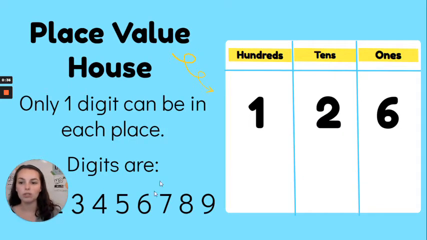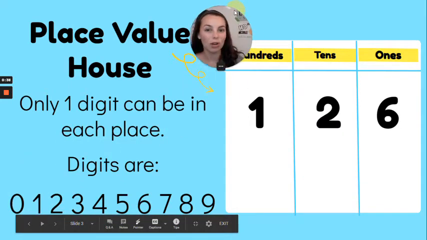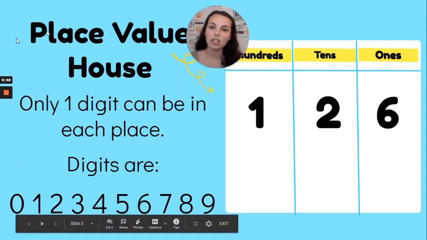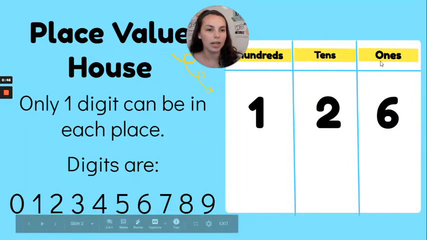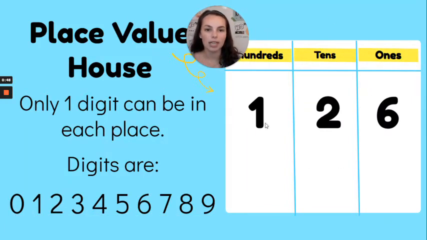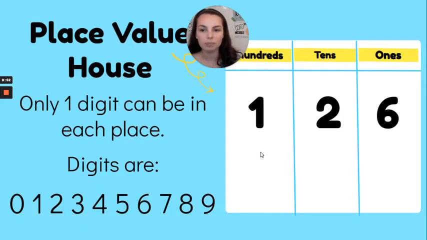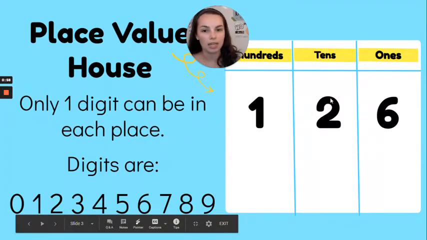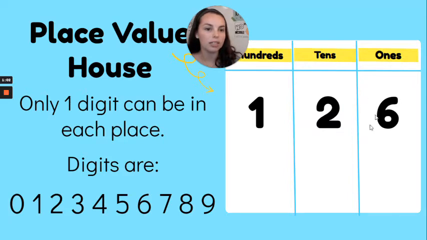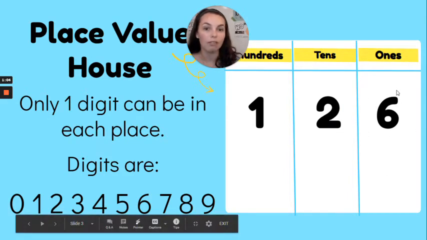So first, let's review place value. This is going to help us with today's lesson. So we have our place value house. That's what I like to call it. We have our ones place, tens place, and hundreds place in this whole place value house. And the rules of the place value house are that only one digit can be in each place. So I cannot put several digits in the ones place. I can only have one.